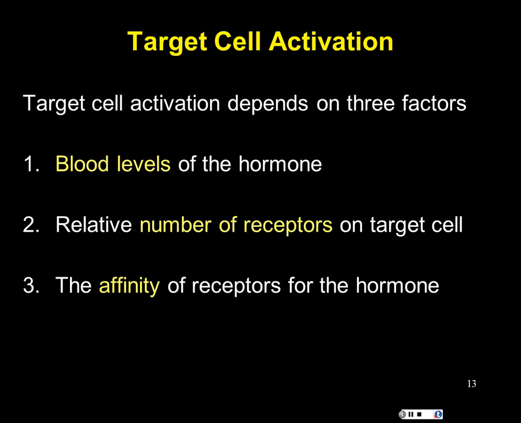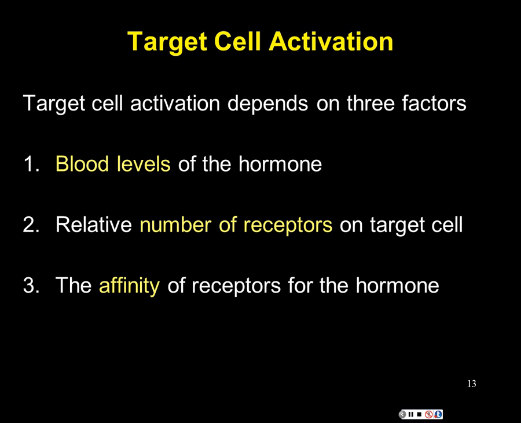We learned in Chapter 5, we said receptors can be added by a process called what? What's the term to describe the addition of receptors? We call that upregulation. Okay, so we could upregulate to the set point level of receptors, or we could downregulate to the correct level. So we know that our blood levels of hormones can change. We know that the number of receptors at the target cell can change.